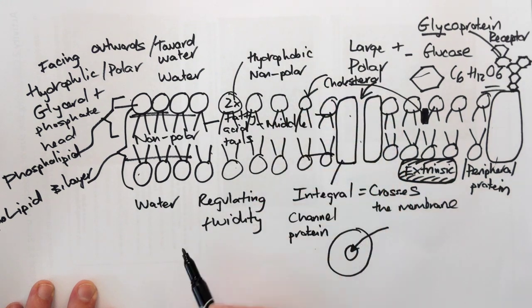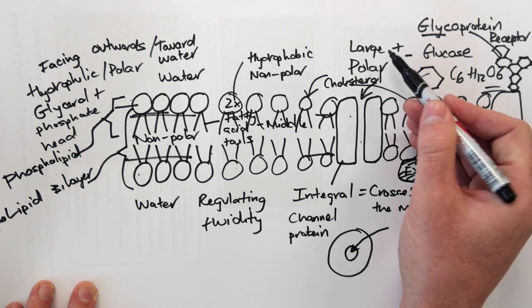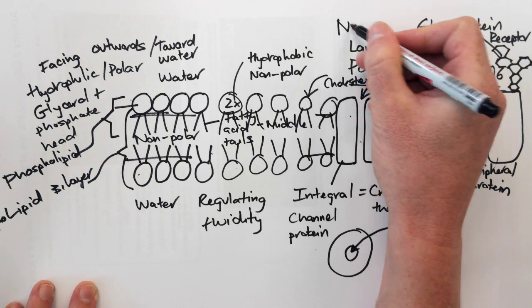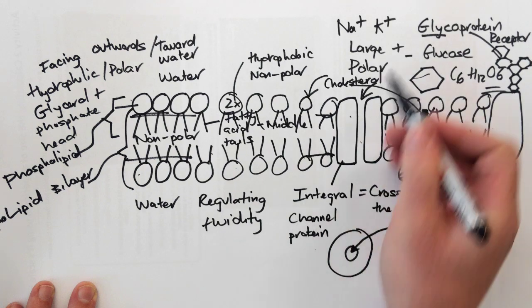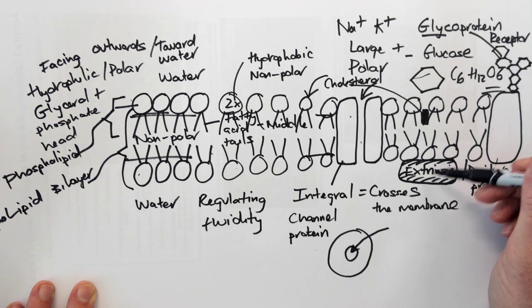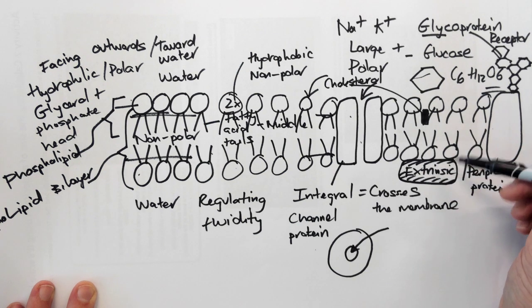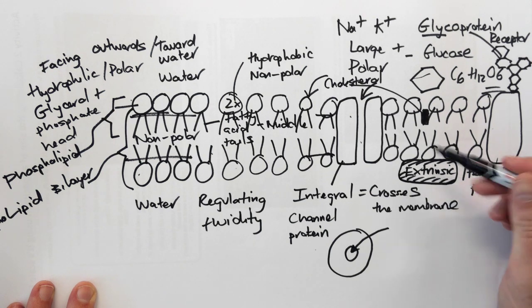Hydrophobic in the middle. We've talked about a channel protein that's integral, that allows large and polar things like glucose. It might also be a channel protein for small polar things like sodium ions or potassium ions to go through the membrane. We have got a glycoprotein, which could be acting as a receptor, and an extrinsic or peripheral protein, which is on one side of the membrane. So that is how to draw the phospholipid bilayer and all the features of it.